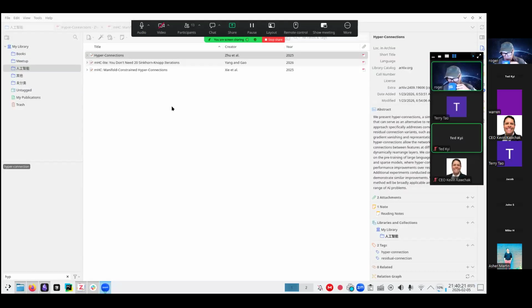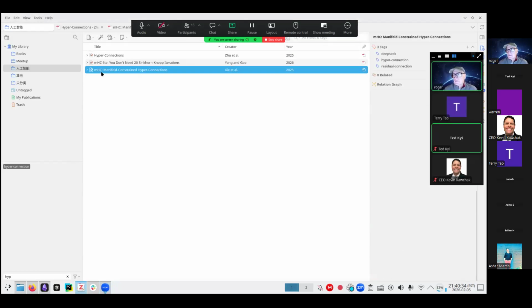HyperConnections. There are three papers. The first one is called HyperConnection, which is published by ByteDance, I think about half a year ago. And then there's MHC, Manifold Constraint Hyperconnections, published by DeepSeek, I think maybe a month ago. And then this MHC Lite is an improvement on MHC.